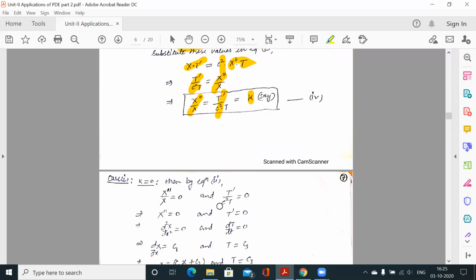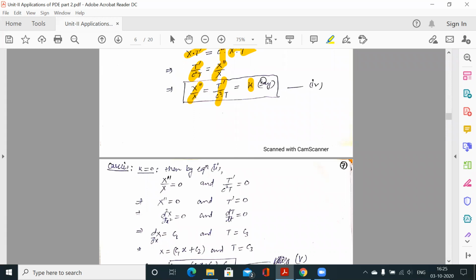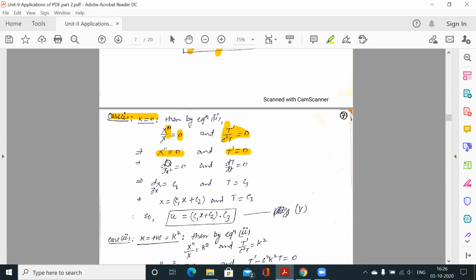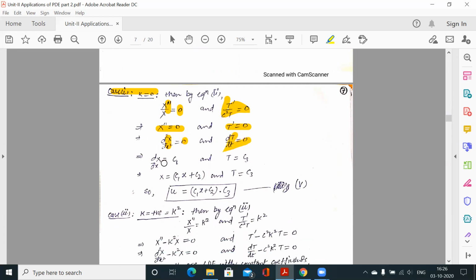Now we will consider the cases, because this constant k is either 0, negative or positive. We will observe in which case the solution suits our problem, meaning the heat equation. So case 1, when k is 0, the left hand side is equal to 0 and the right hand side is equal to 0. So we will get two differential equations, x double dash equals 0 and t dash equals 0. So x double dash is d2x over dx square equal to 0, and t dash, meaning dt over dt, is equal to 0.